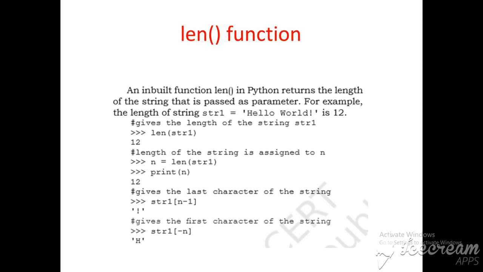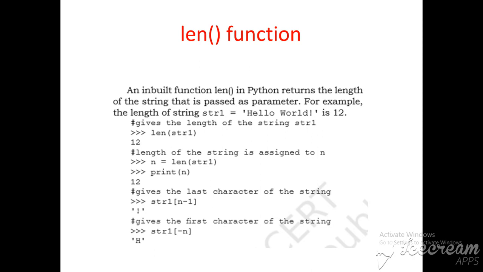Then to get this length, we use len with brackets, and we specify the variable. Here str1 is our string variable. So we call the len function with brackets, representing the string variable str1, and it automatically returns the length of that string, 12. Another way is to assign the length of the string to n. If you want to assign that length to a variable n, we write n is equal to len of str1, then the value of n becomes 12. So this is the way to find the length of a string.